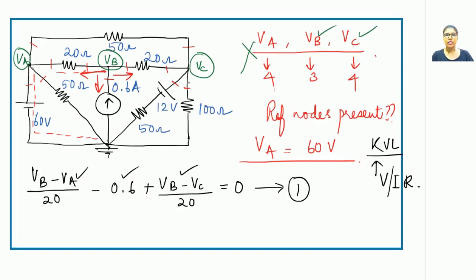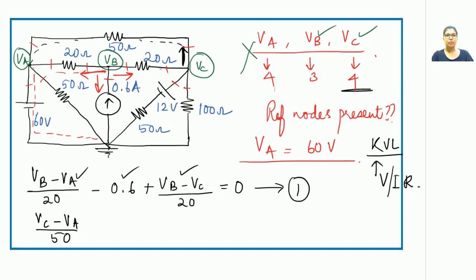Now moving on to VC. We have already written over here that there are 4 branches connected to VC, so we will have 4 terms. So I'll begin with this one. So what can I write for that branch? I can write (VC minus VA) upon 50. Because what will be the direction of current? It is in the outward direction. So it will start from VC and it will try to reach VA. VC minus VA upon 50.